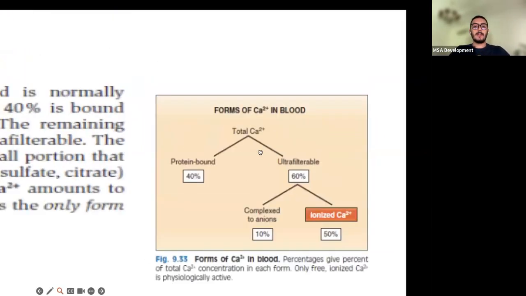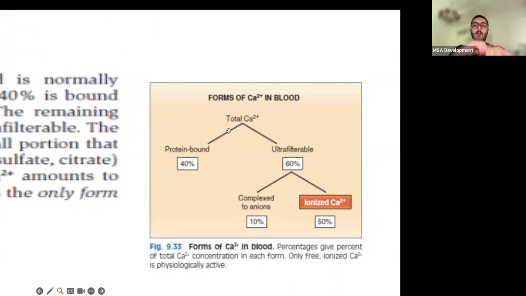This is a very nice classification. Total calcium in our blood is divided into protein bound and ultrafilterable. 40% of it is protein bound, and 60% of it is ultrafilterable. Of the 60%, 10% is complexed to anions, and 50% is ionized calcium. And the ionized calcium is the active calcium. Remember from the previous lecture, the protein bound.